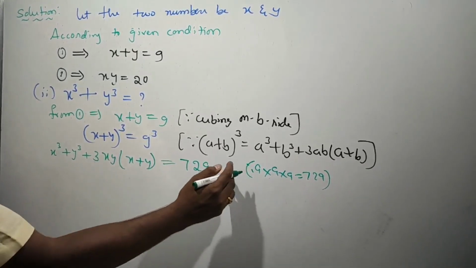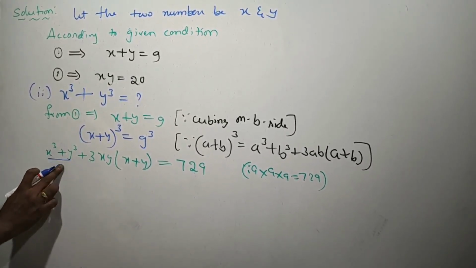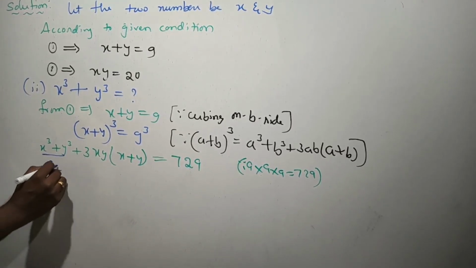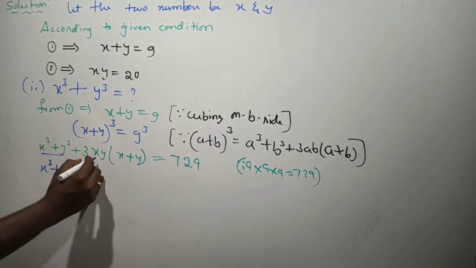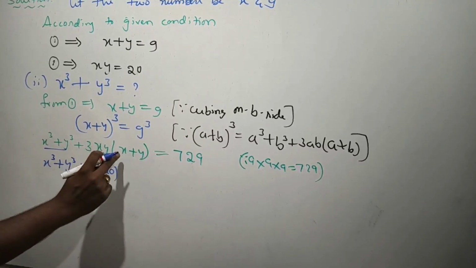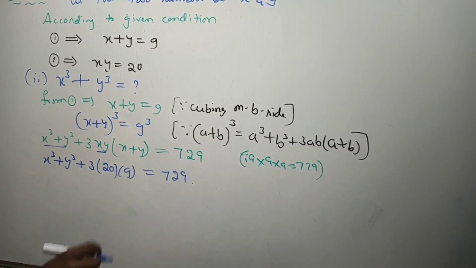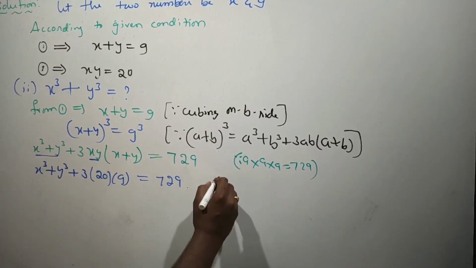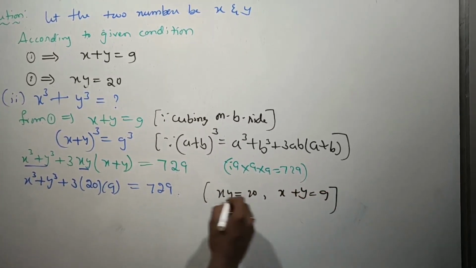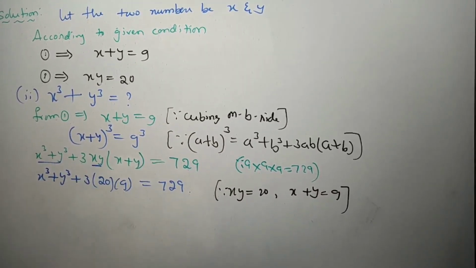Okay, this value I substituted, the 9 cube value. Now I want only these two terms, so the remaining term is transferred to the right side. Simplification: x cube plus y cube as it is, plus 3 into, in the place of the xy product, the value 20, and x plus y value 9, is equal to 729. Which values I substituted, I will write here: xy value 20, x plus y value 9. I substituted here, children. Understanding?